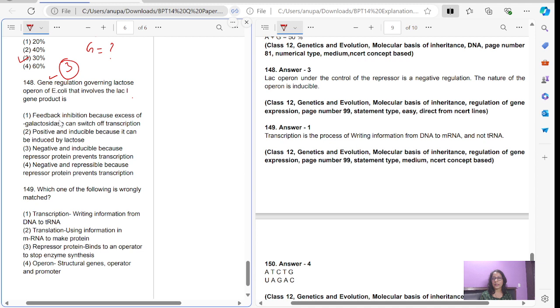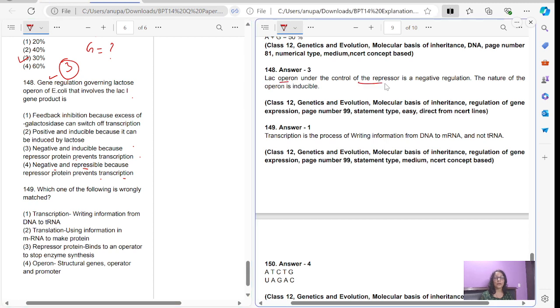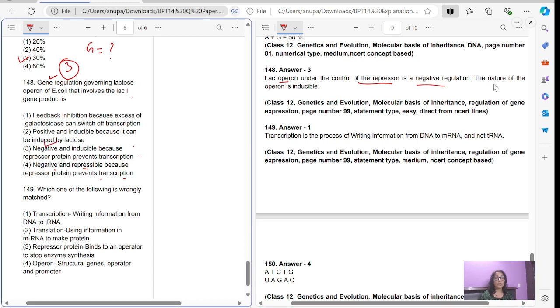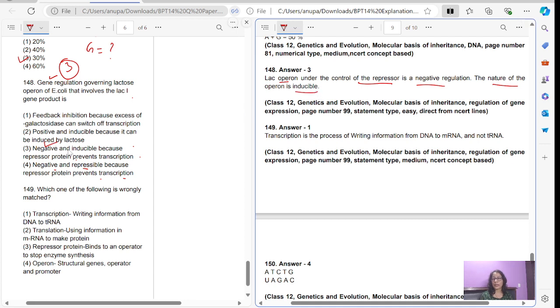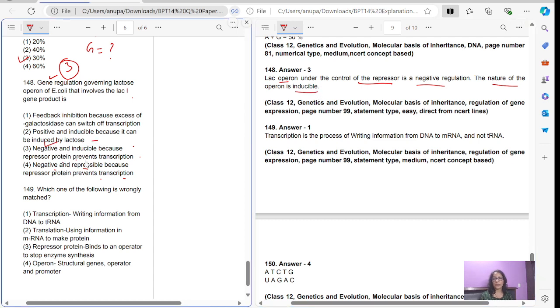Let's read the options. The first option is feedback inhibition because excess of galactosidase can switch off transcription. Second option is positive and inducible because it can be induced by lactose. The third option is negative and inducible because repressor protein prevents transcription. And the fourth is negative and repressible because repressor protein prevents transcription. So we know that the lac operon under the control of repressor is a negative regulation, and the nature of the operon is inducible. The nature is inducible because repressor protein prevents transcription. So the answer of this question will be option number 3.